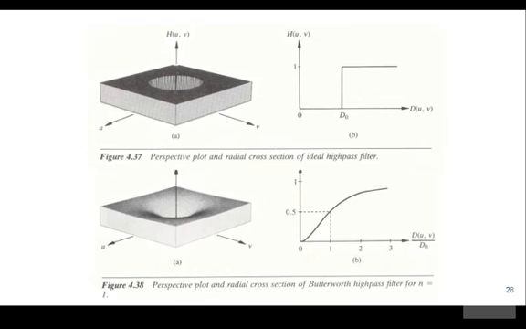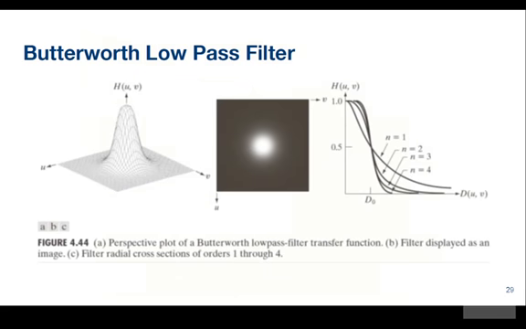So there's the ideal high-pass filter, and this shows the Butterworth high-pass filter. Okay, so that we've got a smoother transition when we're modifying the frequency spectrum. So it looks something like this, and that eliminates, or to a certain extent reduces, the ringing effect.